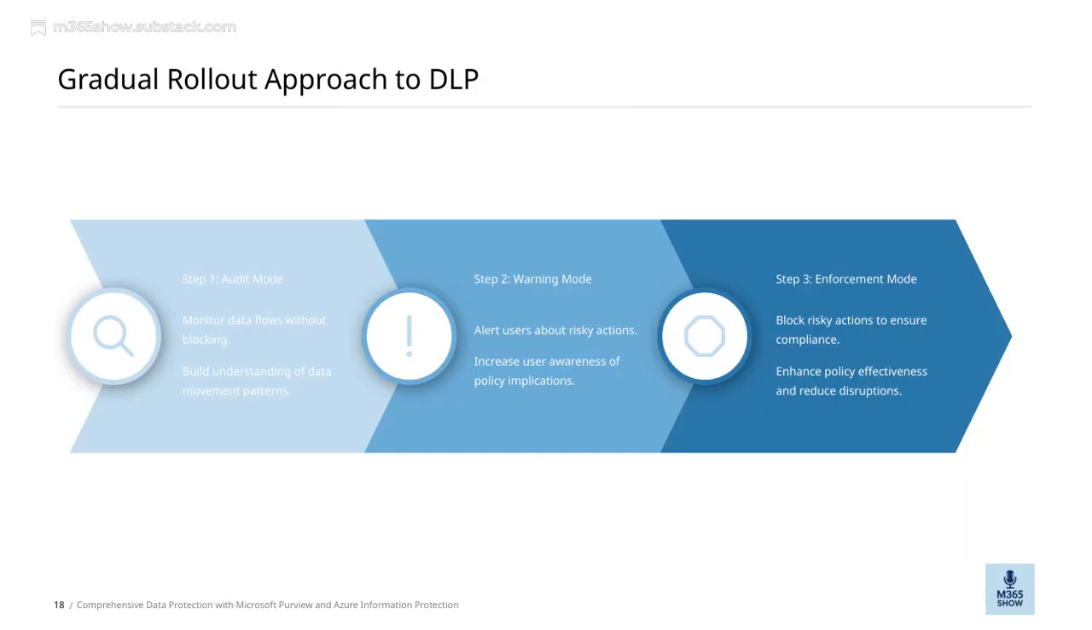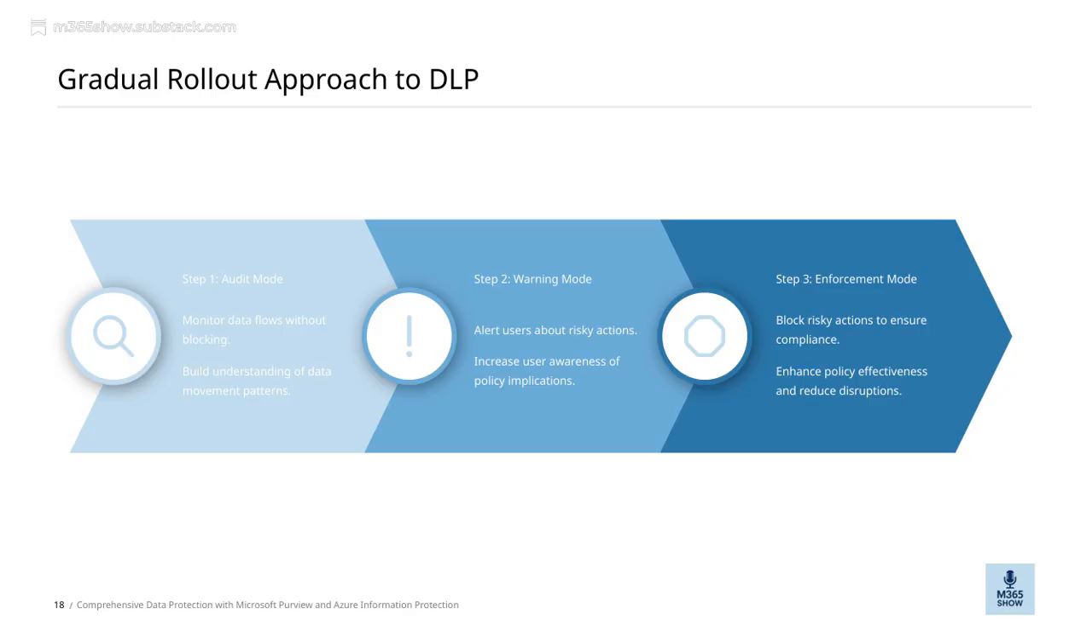Today, I want to walk you through the gradual rollout approach to data loss prevention, or DLP, which is a key part of our comprehensive data protection strategy using Microsoft Purview and Azure Information Protection. First, we start with the audit mode. In this phase, we're not blocking any actions. Instead, we're monitoring data flows to understand how data moves within our environment. This helps us build a clear picture of potential risks and patterns without disrupting user activities.